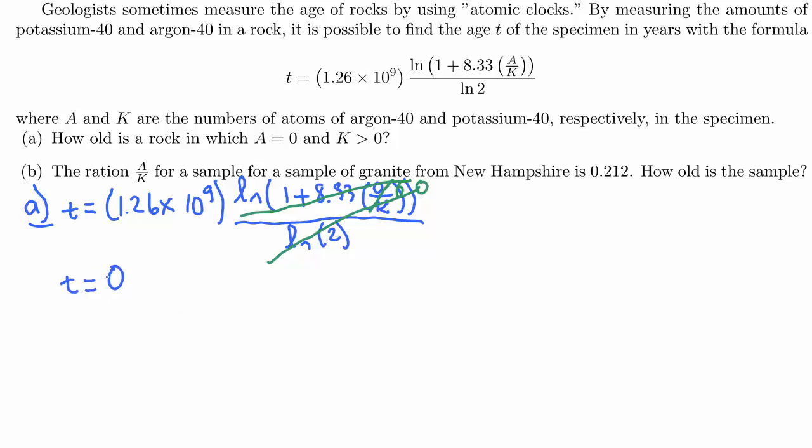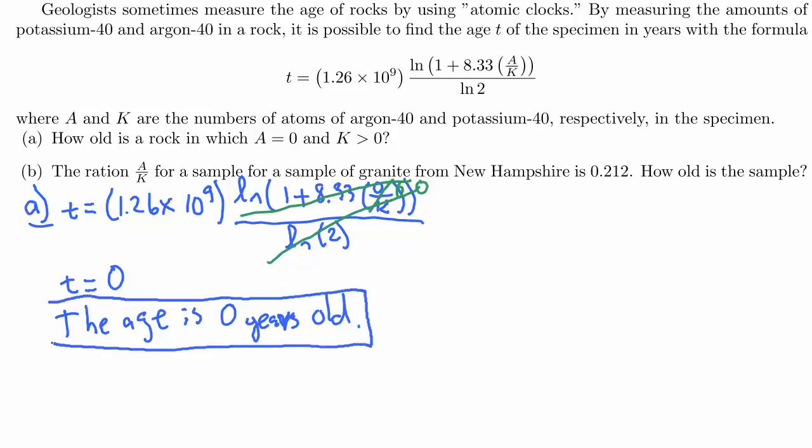Now, if your age is 0, how old are you? Well, that means that you're brand new. That means that you're 0 years old. So, the age is 0 years old. And yes, that is an R. There you go. Now, that's A.